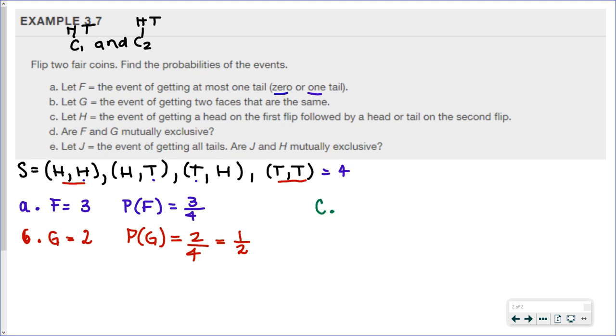Letter C says to let H be the event of getting a head on the first flip, followed by a head or a tail on the second flip. So in the first flip, we have heads. These two have tails in the first flip, so we're not looking at those. Second flip is a head or a tail, so both of these are included. That means there are 2 possibilities for this event. So the probability of H happening is 2 out of 4.